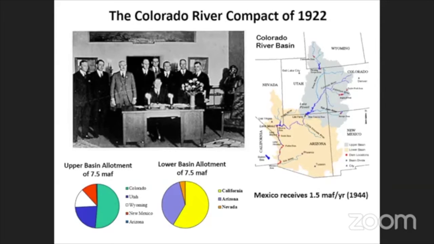Upper basin, lower basin, division of the states, etc. That was an important decision because it set the stage for all kinds of politics and political actions.